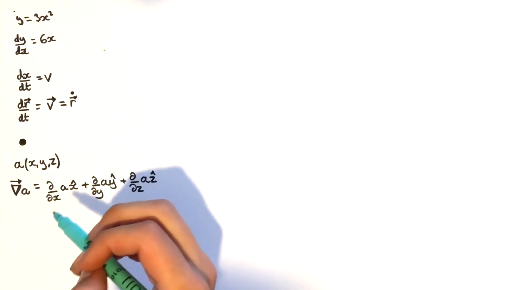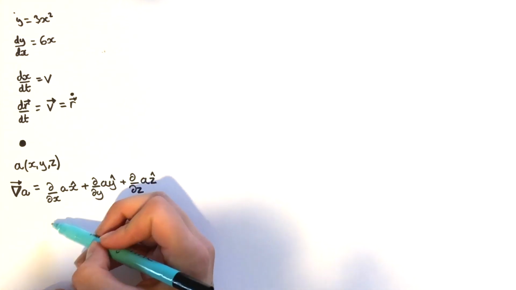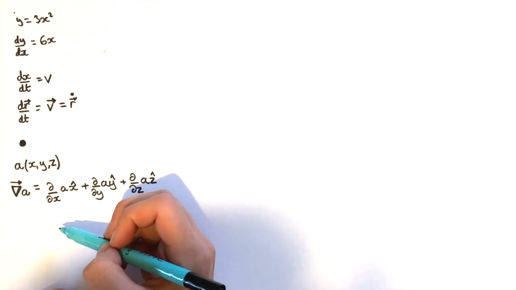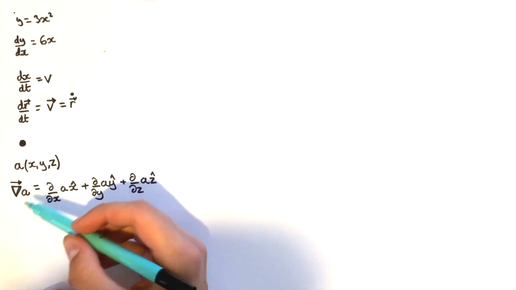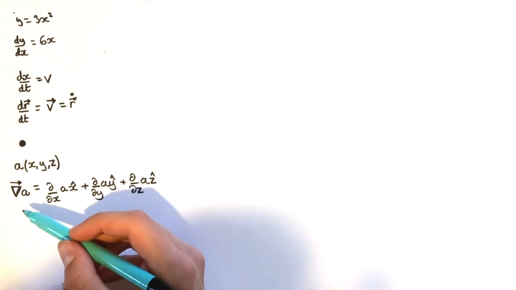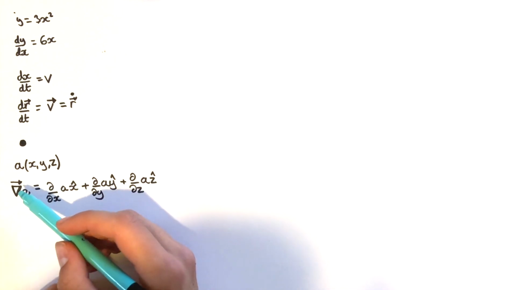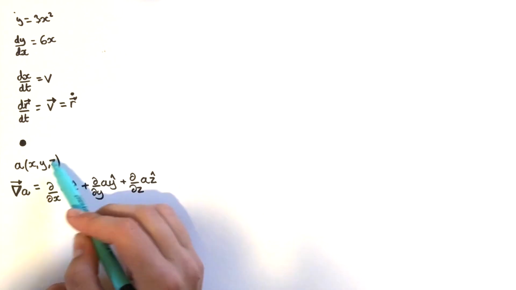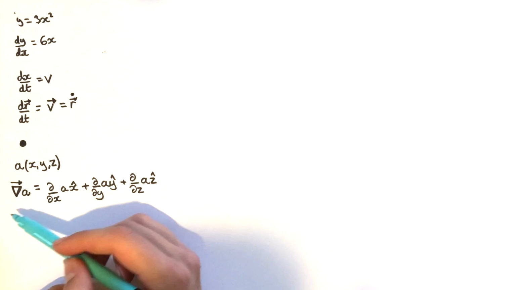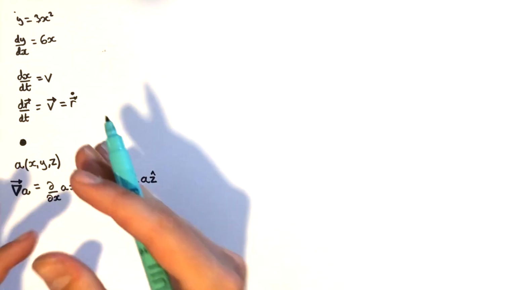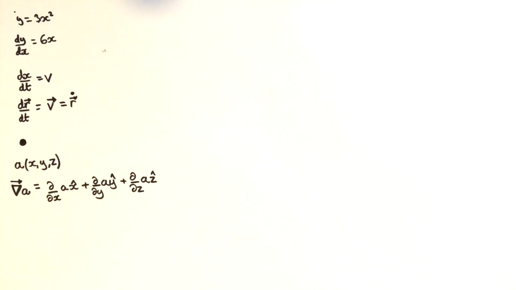That's the physical interpretation of it. Grad A is a vector, and so the gradient operation turns a scalar into a vector. And as I said, it's essentially like making a packet of derivatives almost.